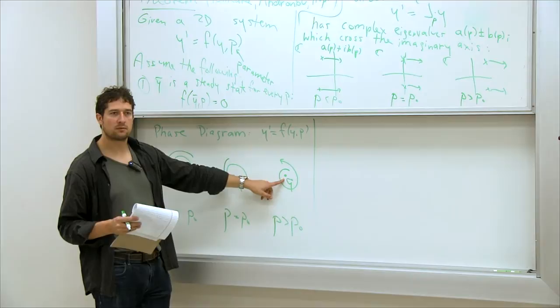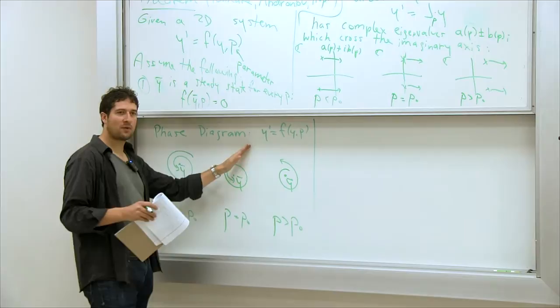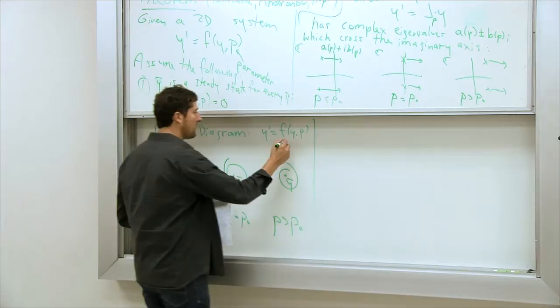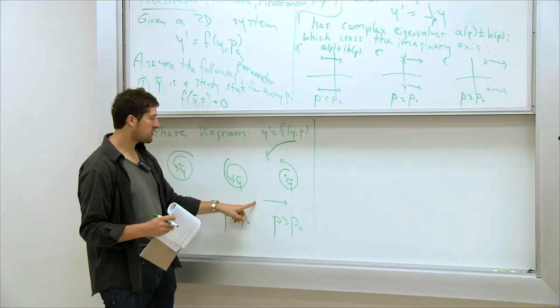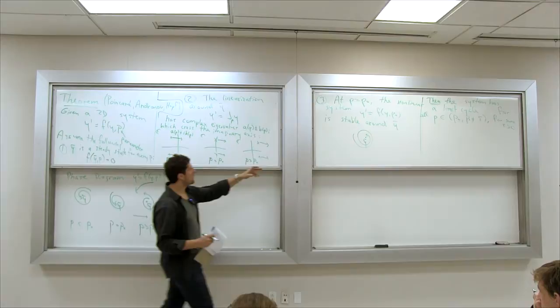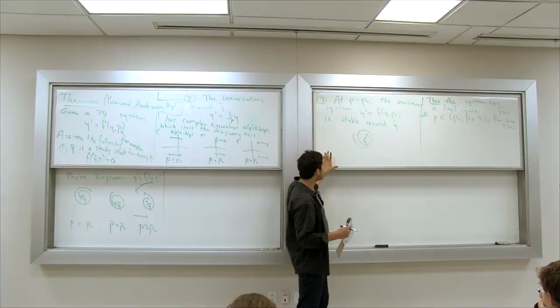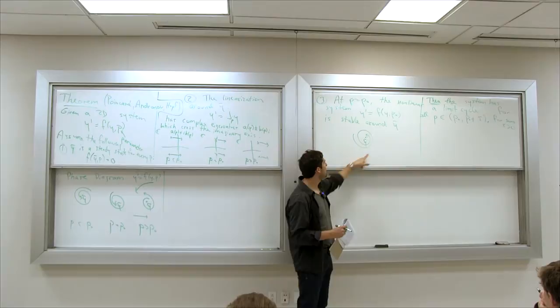On the other hand, if you look far away from y bar, there are arrows that are essentially pushing the system back in. Okay, if you look at initial conditions that are further away, they're going to converge back towards the system. How do I know that? Because by assumption 3, we know that at p equal to p0, the arrows are pointing towards the inside. So if you look at initial conditions, say over here, they're going to converge towards y bar.